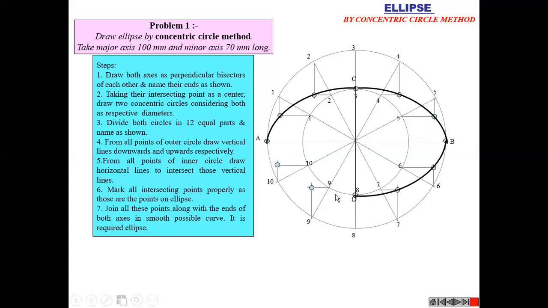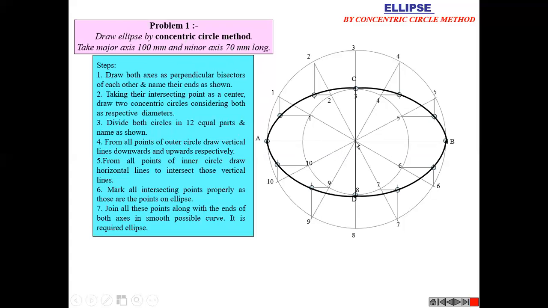Then next, this is your required ellipse by concentric circle method. I am repeating the steps again. First, we have to draw. They are given here: 100 mm major axis and 70 mm minor axis. So, first of all, draw the major axis 100 mm and the minor axis 70 mm.